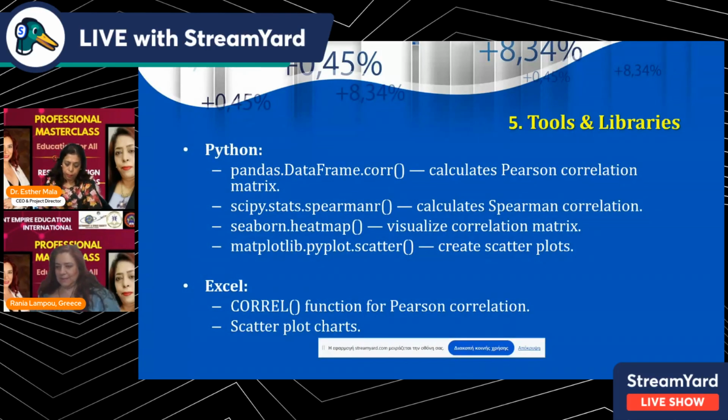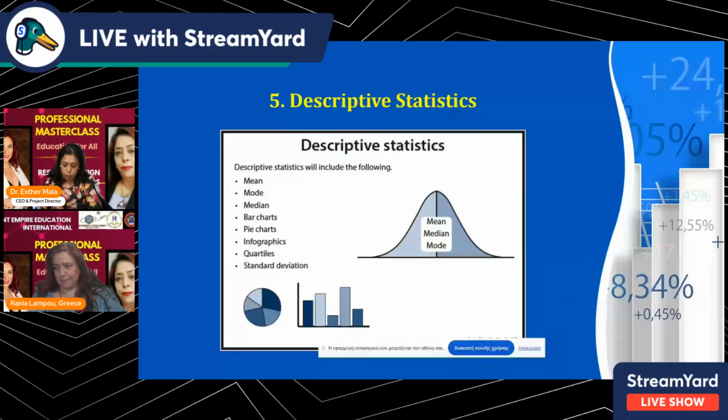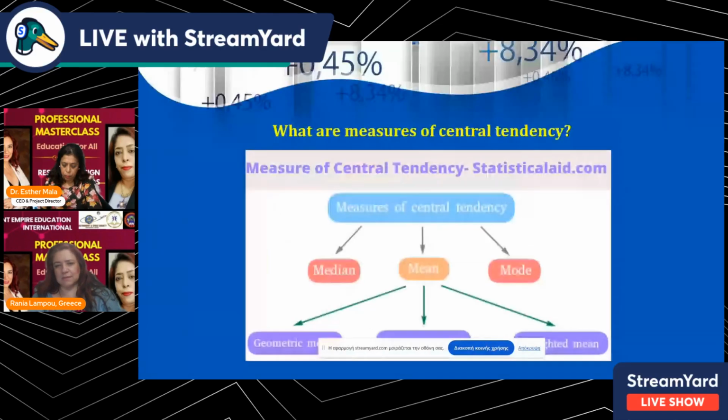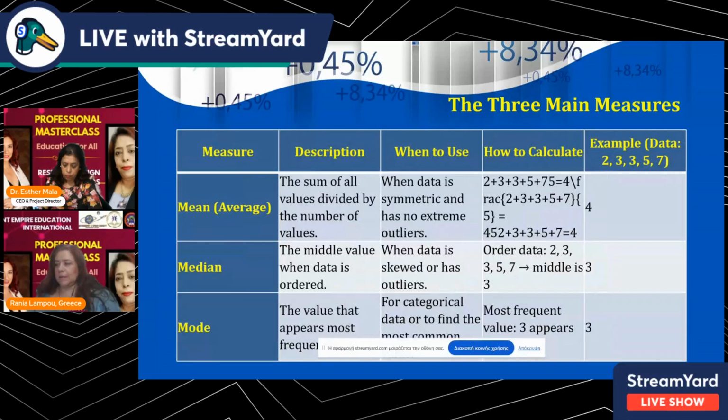Or Excel scatter plot charts. So many tools for this. And for descriptive statistics, we need to know these things, the measures of central tendency. Measures of central tendency are all these statistical values that describe the center point or typical value of a data set. They give a single value that summarizes the entire data.